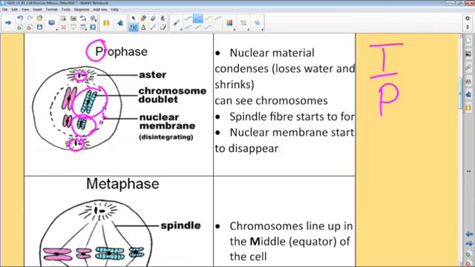They're going to pull it up, right? They're going to attach to the chromosomes and they're going to pull it up. So if you have a look, how do I know it's prophase? Look here. Look at my key points, and then we're going to have a break.